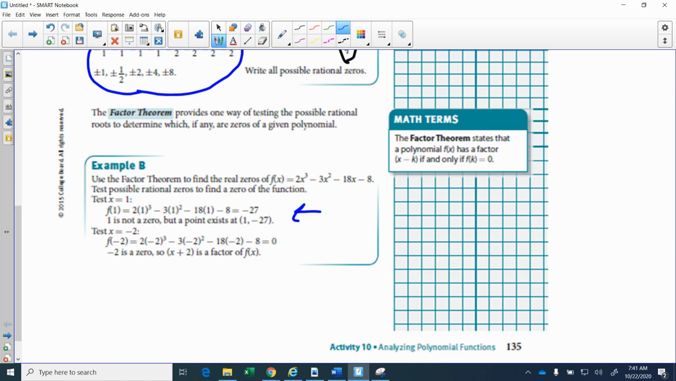Versus in the bottom one here, notice how they plug in a negative 2 and get an answer of 0. Because I got this answer, we can automatically assume that negative 2 is a zero. And so one of my factors is x plus 2. So that's the idea of the factor theorem, and that's where it plays into the rational root theorem. If I get all my possible zeros, then using the factor theorem, I can test those and see which one is 0, which one will fit.